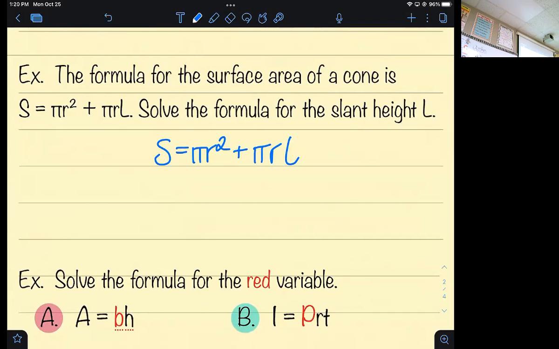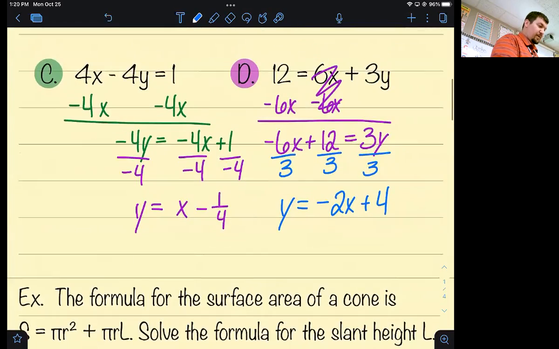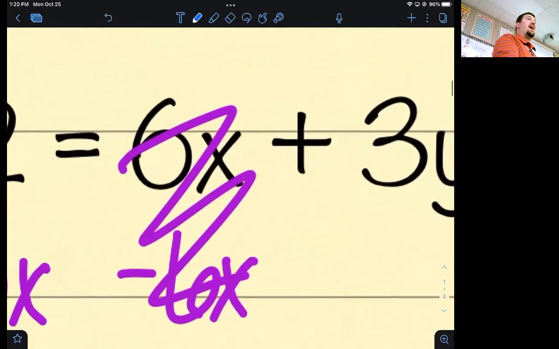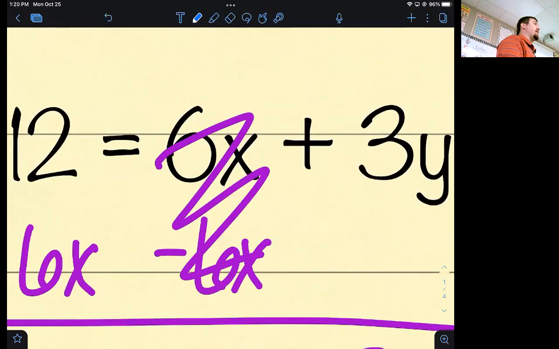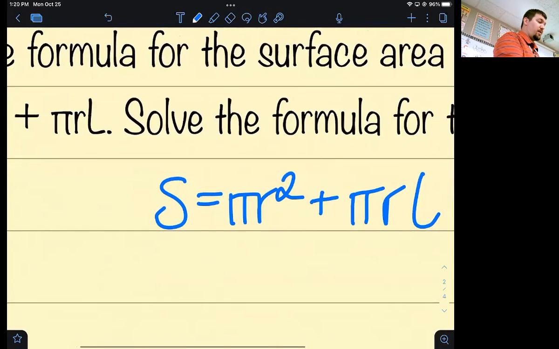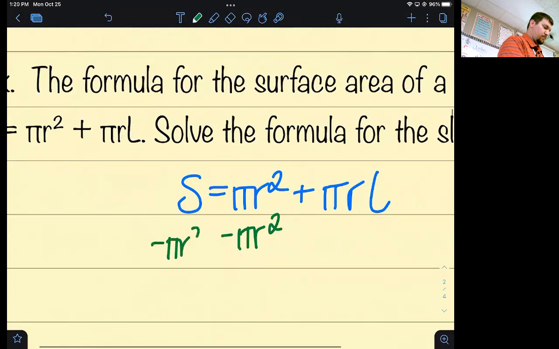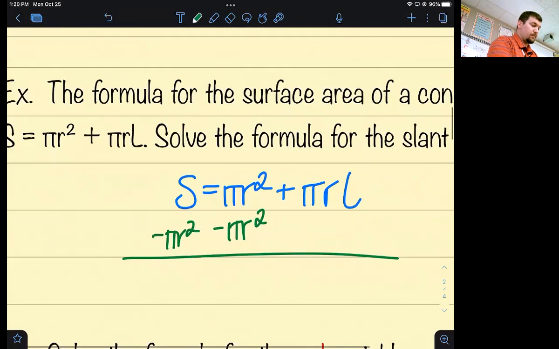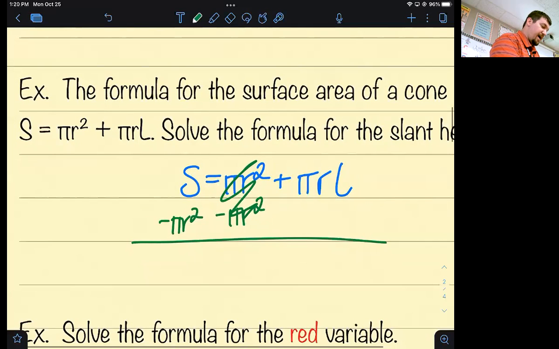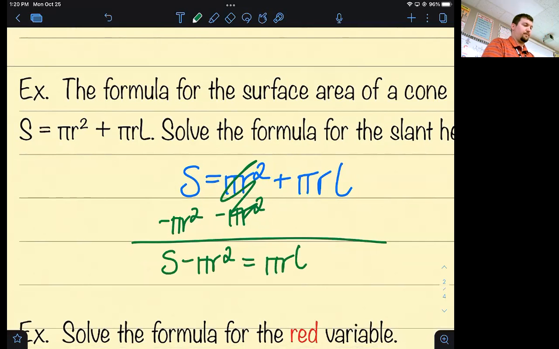So the second term I have over here, that pi r L, that's my L term. The other term doesn't have an L. Just like when we solved for y, this term didn't have a y, it had an x. So we got rid of it. We eliminated it. So we're going to eliminate the pi r squared term by subtracting pi r squared. So that's gone. Now we have S minus pi r squared equals pi r L.